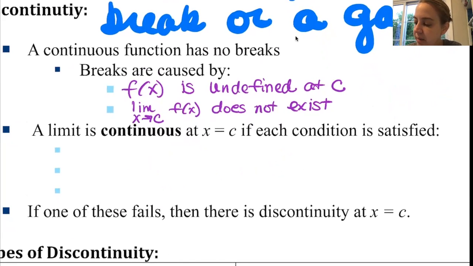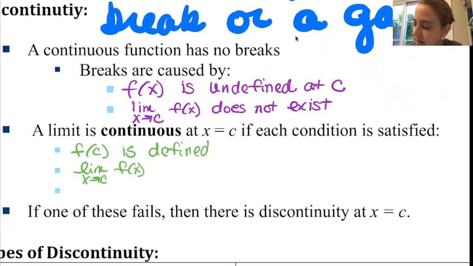So what does it mean to be continuous? Here's the math definition. That f of c exists, or is defined, that the limit as x approaches c of f of x exists. So not only does the function exist and the limit exist, but here's the big one, this is the key: that f of c, the function, is equal to the value of the limit.